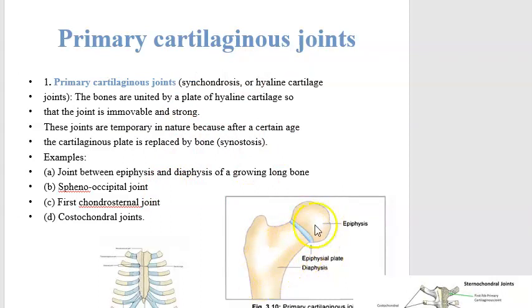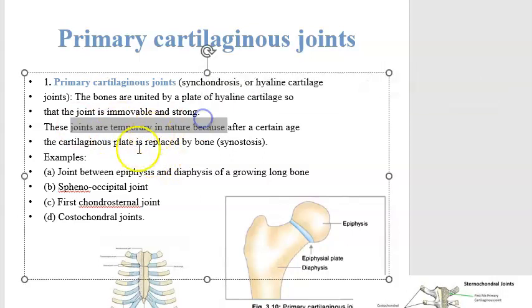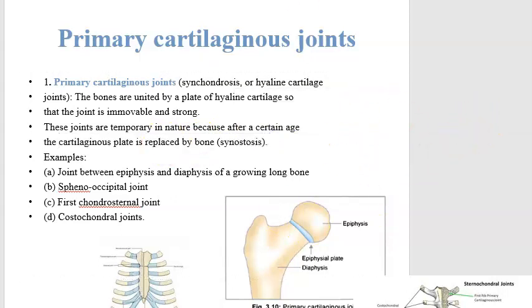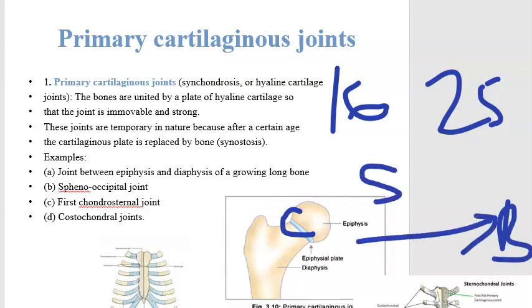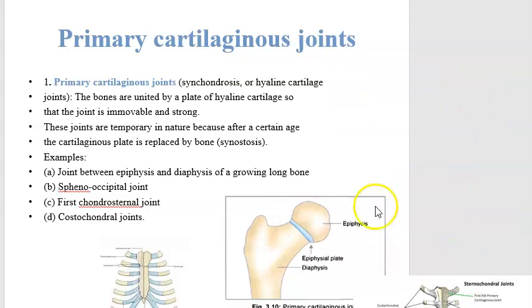Long bone. Basically these joints are temporary in nature because after a certain age, what will happen? This will get replaced by bone, called synostosis. After some time, this cartilage will not be there. If you take your X-ray at 16 years and then at some 25 years, you will see the gap is not there at 25 years because this cartilage has become bone. What is this procedure called? Synostosis. Remember ostosis, because osteocytes are forming. Synchondrosis is becoming synostosis.